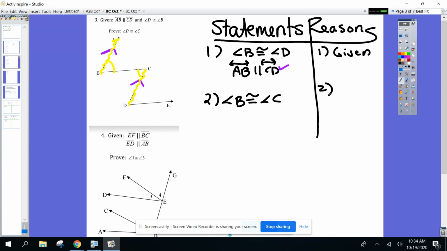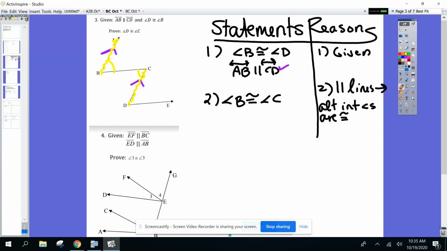Let's make sure we got the right reason. It's the same reason every time. I start out with parallel lines. You tell me it implies, and then you tell me what type of angles. And then Kyle just said, hey, they're alternate interior angles. Not good enough, though. Not good enough. You got to tell me they are congruent. Everyone's good. B and C are alternate interior.